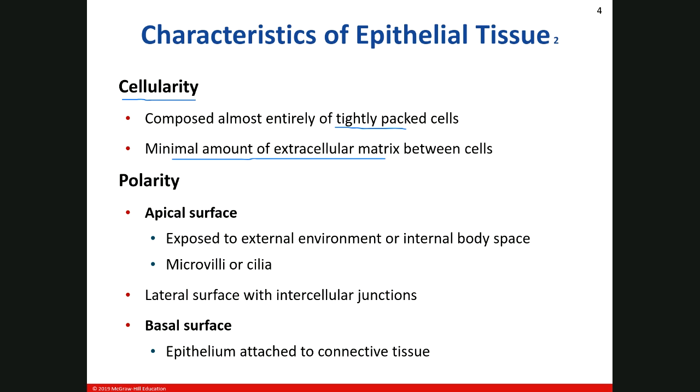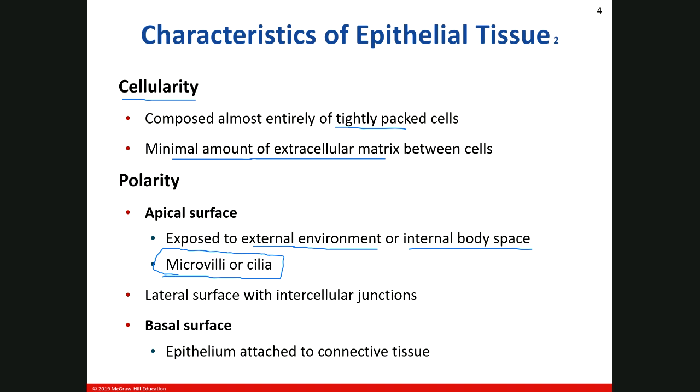So on the apical surface, that's where we're going to see some of those modifications, or those plasma membrane extensions, like the microvilli and the cilia, all right? And they're going to be exposed to the external environment, like our skin, how that's exposed to this room's environment. And then when we're talking about the serous membranes or the lining of your intestines and stomach, that's what we're referring to as the internal body space there, okay?